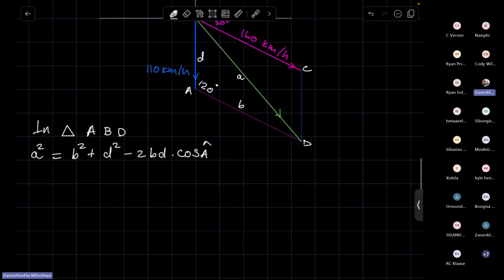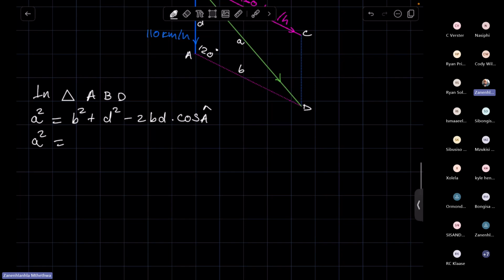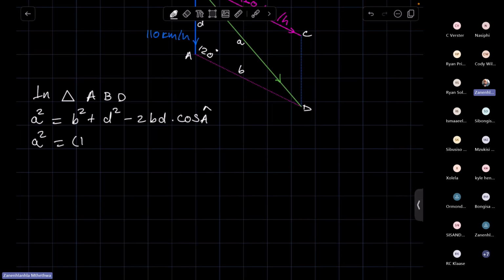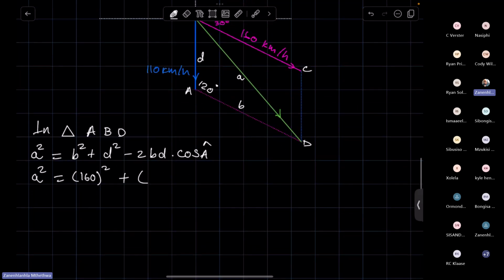Now we substitute. a squared is equal to b squared. What is b equal to? 160. Remember, in a parallelogram, opposite angles are the same, opposite sides are the same. So this side is opposite this one, meaning that this is equal to 160. That's b here. Are we clear here? Yes, sir. So this is 160 squared plus d squared, and what is d equal to? 110.